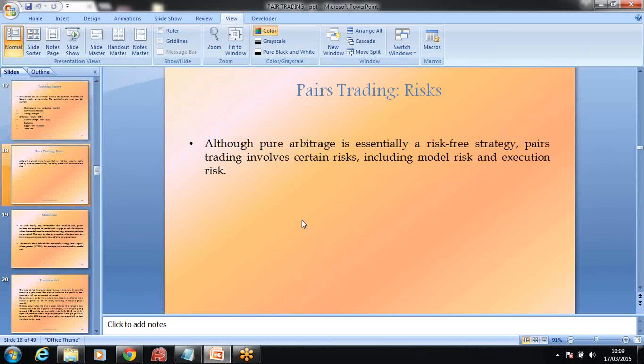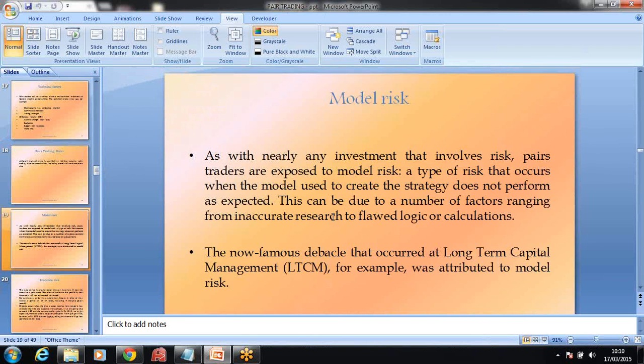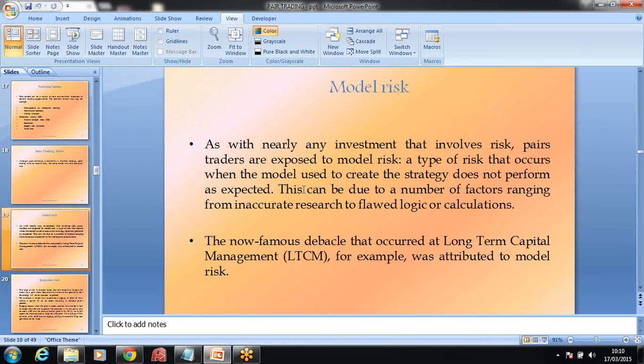What are the risks? There are risks. It's not like pair trading is risk-free. There are certain risks. And what are those risks? The model risk and the execution risk. These are the two risks that we have. Now, model risk is when you haven't done your calculations properly. That is one thing. And the other problem might be that you wouldn't have expected certain events.